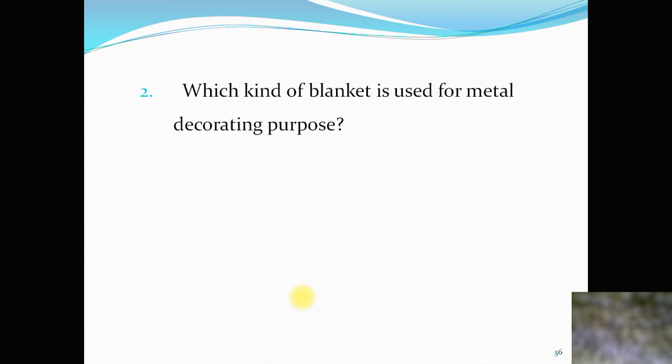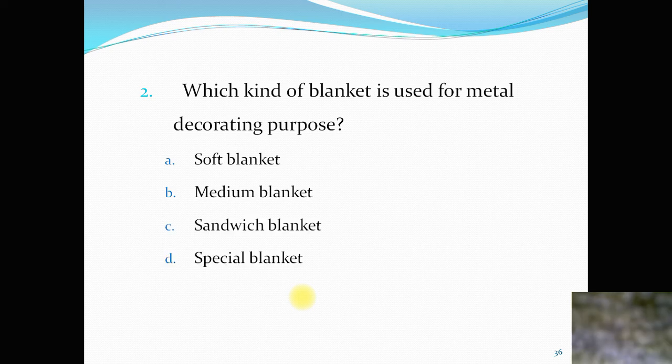The second one: which kind of blanket is used for metal decorating purpose? Soft blanket, medium blanket, sandwich blanket, special blanket. For metal decorating purpose, we use soft blanket.